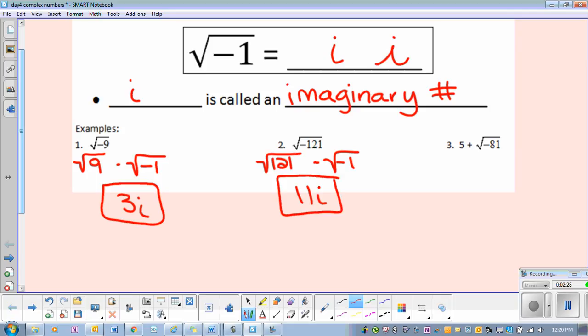Now, let's look at example 3: 5 plus the square root of negative 81. Well, 5 is what it is. 5 is my real number, right? What's the square root of negative 81? 9i. Guys, can you combine this? No, they're not like terms. So this one has a real and an imaginary part to it, right?